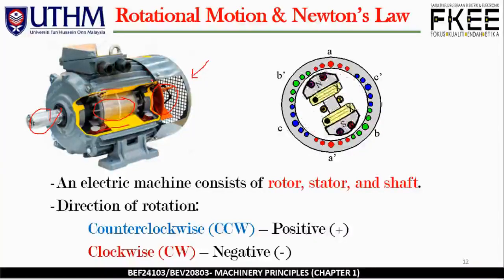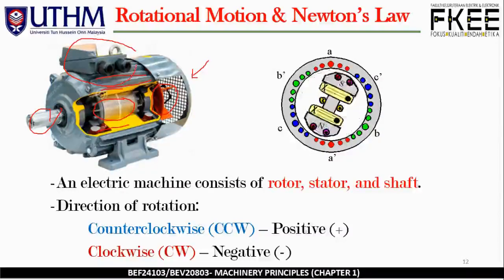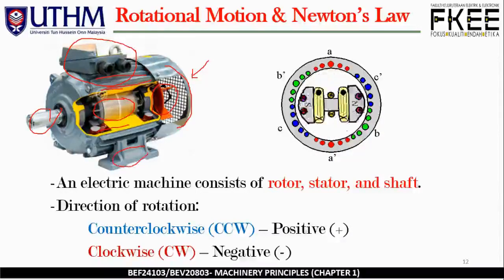We have this fin for cooling, and then we have the terminal over here, the three-phase terminal, I believe. These are the casing, this is the base, et cetera. So this is the basic construction of a machine. This is how the rotor spins inside the compartment. So what about the representation of the direction of this particular rotor? An electric machine consists of the rotor, stator, as well as the shaft.